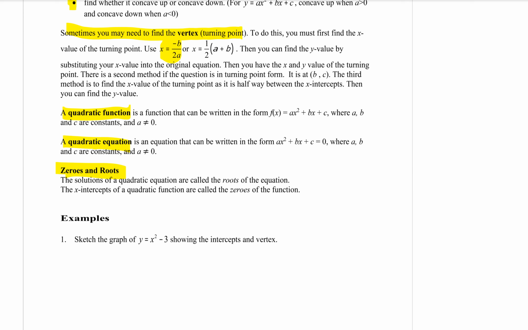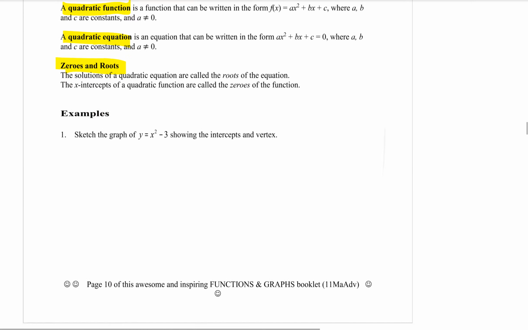The x-intercepts of the quadratic function are called the zeros of the function. So you'll hear that word. Find the zeros. It just means find the x-intercepts. Okay, that's what that means. So this is what we have to practice.